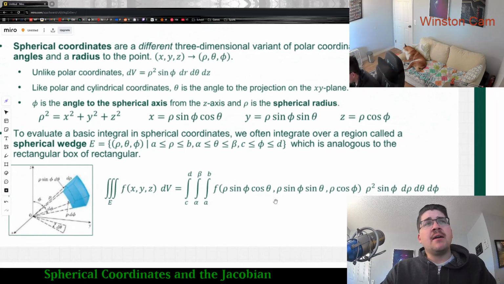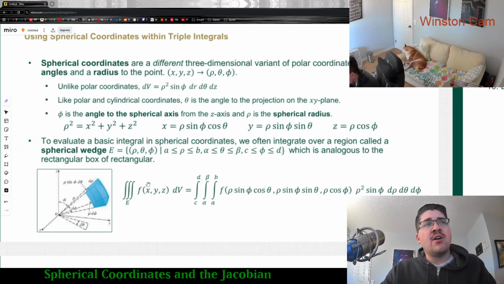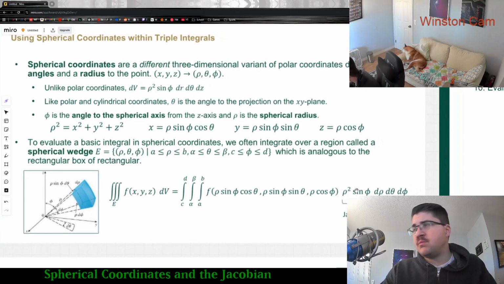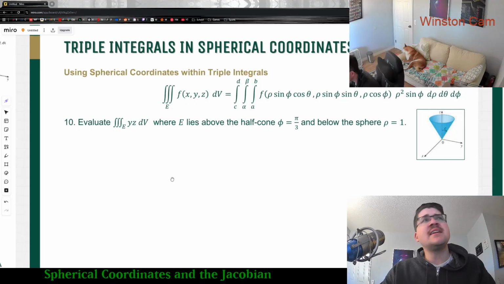But anyways, much like before, if we're trying to integrate some function of x, y, z, we need to change them into the variables rho, theta, and phi, again using our fundamental relationships. So notice this is just x is equal to that, y is that, z is that in spherical coordinates. And to make sure we're translating from dV properly into our three variables, we need to multiply by something, kind of like we had r dr d theta in polar, which we'll revisit a little bit later. Let's get into an example.